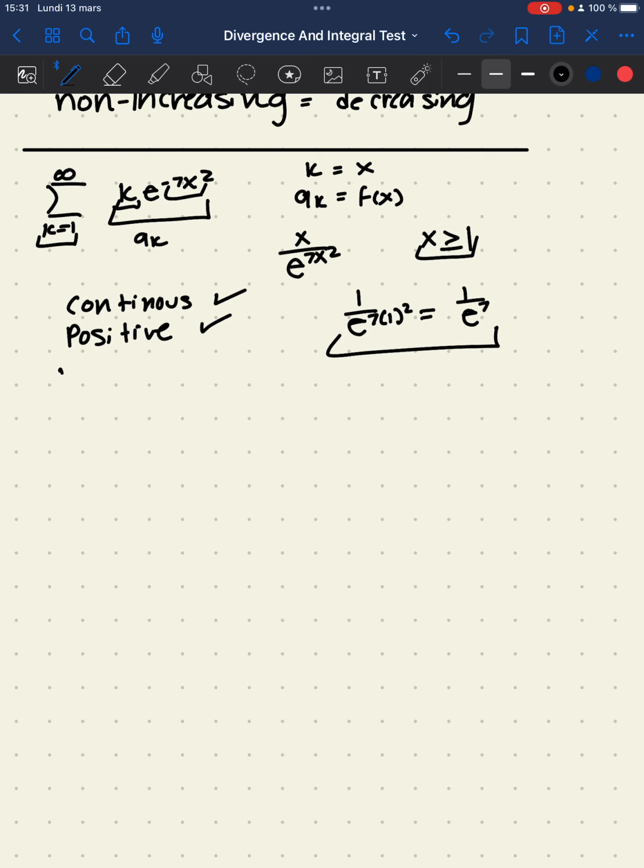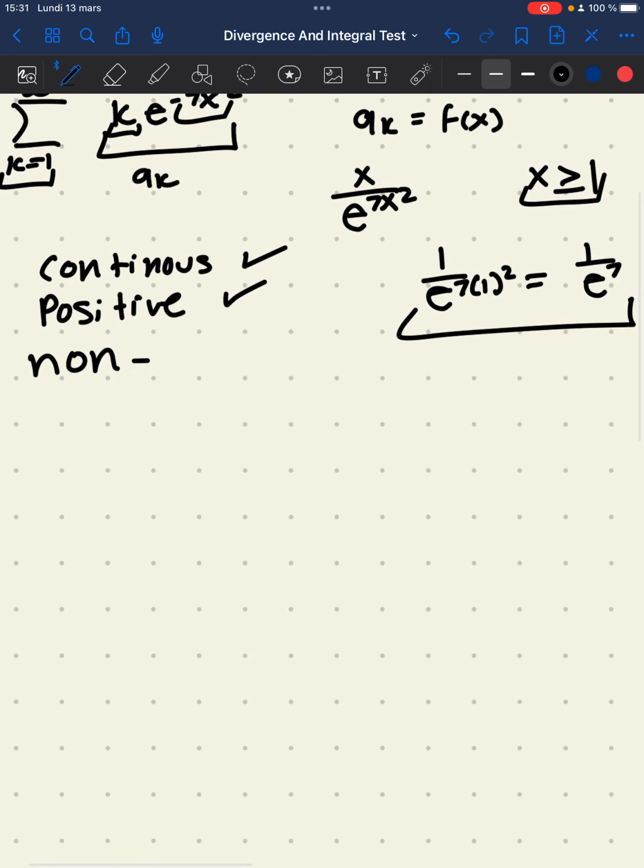Check. Now, here's where it gets tricky, and here's where it goes back to what I said: you have to take the first derivative to see if it's non-increasing or non-decreasing. So, non-increasing.